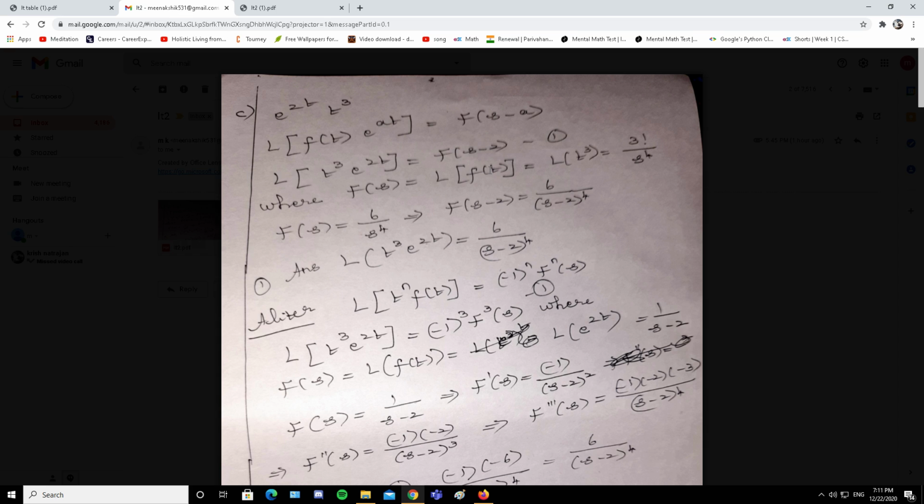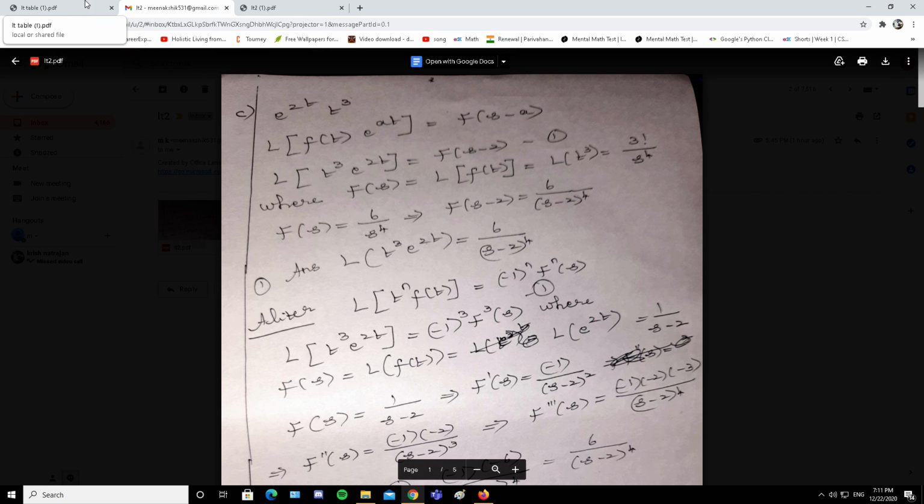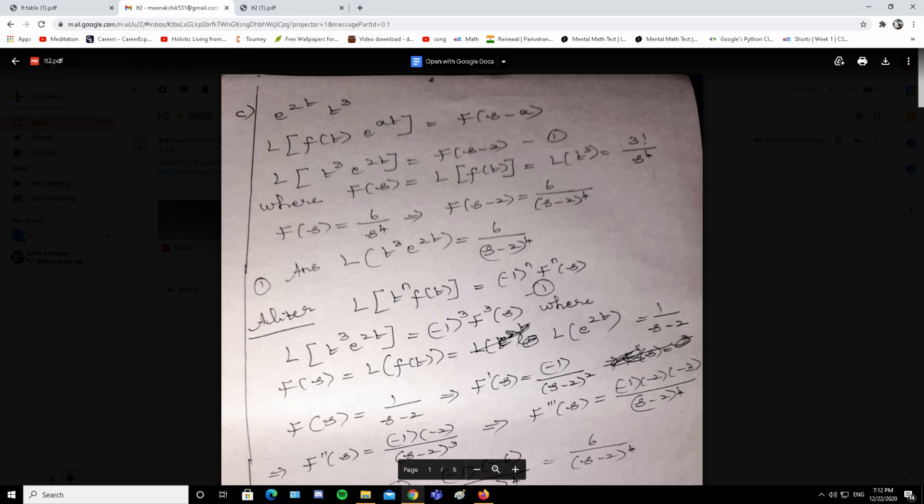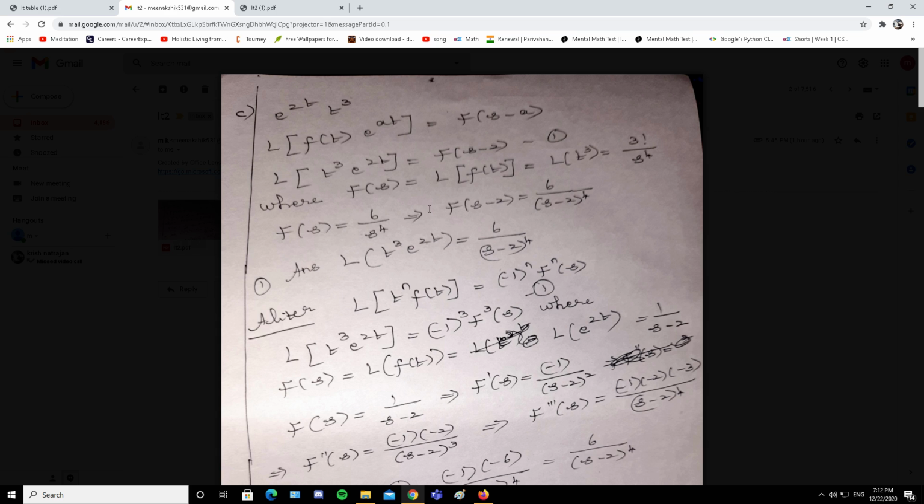So we have to find F of s minus 2 through F of s. What is F of s? L of f of t. What is f of t here? You compare this. f of t is t cube. What is L of t cube? You have integral powers of t, that is n factorial by s power n plus 1. So L of t cube is 3 factorial by s power 3 plus 1, so 3 factorial by s power 4. So F of s is 6 by s power 4.